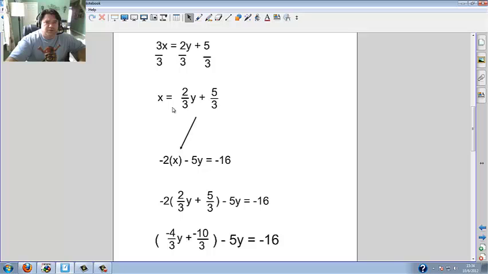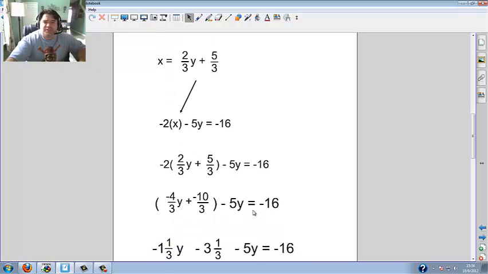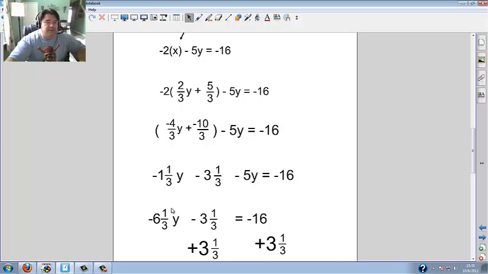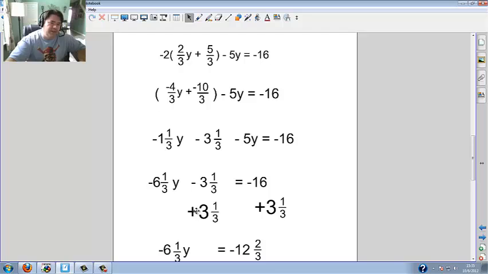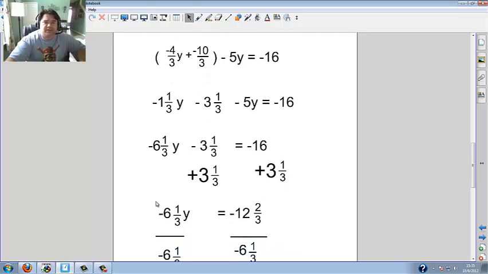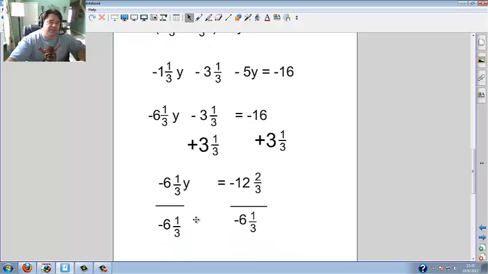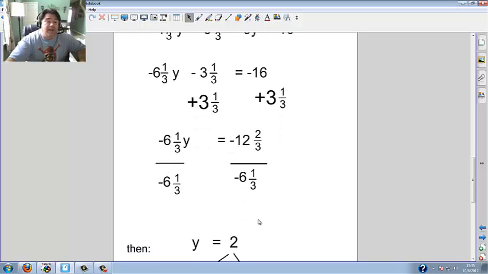Negative 2 times this whole mess, I plug it in. Negative 2 times 2 is negative 4 over 3. Negative 2 times 5 is negative 10 over 3. Minus 5y equals negative 16. This becomes negative 1 1/3 y, combined with negative 5y. So I get negative 6 1/3 y minus 3 1/3 equals negative 16. I add 3 1/3 to both sides. Now negative 6 1/3 y equals negative 12 2/3. And I used a calculator. I kind of cheated. I divided both sides by negative 6 1/3. And I got y equals 2.